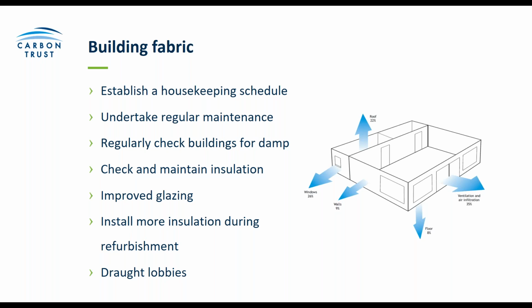Building fabric is the next area that we would tend to look at, given that typically around 2/3 of heat from a school building will be lost via the building fabric. So the majority of that being via the walls and the floors and the ceiling. So it often makes sense to implement some improvements in this area as well.